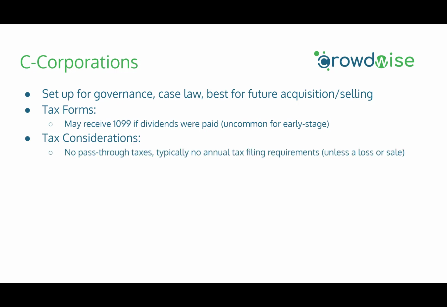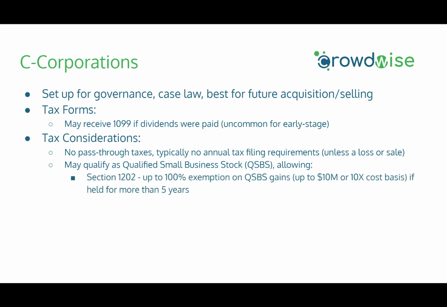In terms of tax considerations, there are some important things to remember. First, there's no pass-through taxes. This is not like an LLC, so typically there will be no annual tax filing requirement, unless there was a loss or a sale. Also, you may qualify for Qualified Small Business Stock, QSBS, which would allow a Section 1202 deduction, which is an up to 100% exemption on your QSBS gains, up to a limit of $10 million or 10x the cost basis if you held the investment for more than 5 years and it meets other criteria.